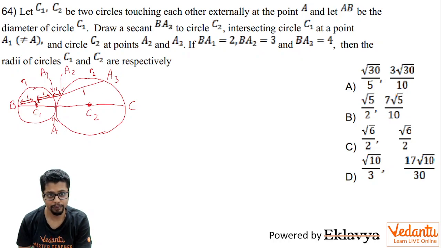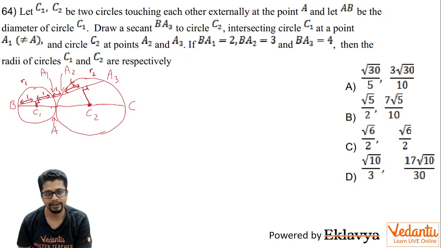And similarly, if you drop a perpendicular from C2 to this chord of the circle, the center C2, this length will be half, because A2A3 is of length 1. When you drop a perpendicular from the center to a chord, it gets bisected. So this is half. Now if you consider these two right triangles, they are similar, because they have the same angle B, and they both are right triangles.